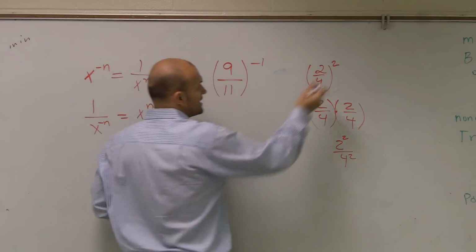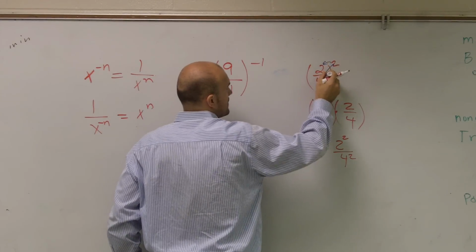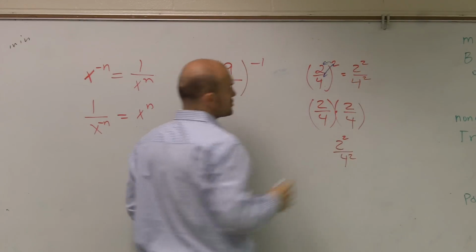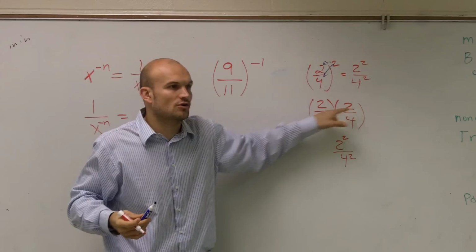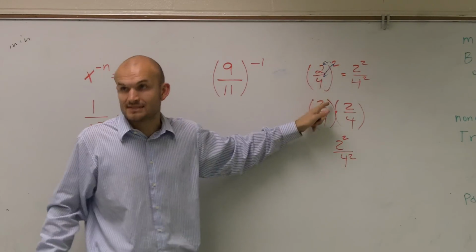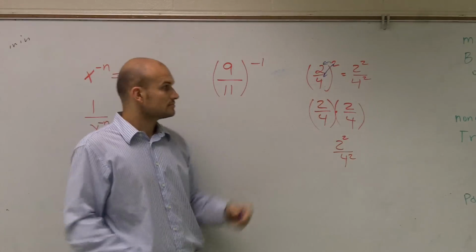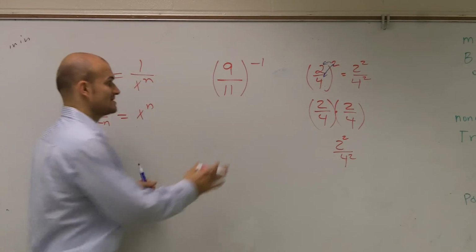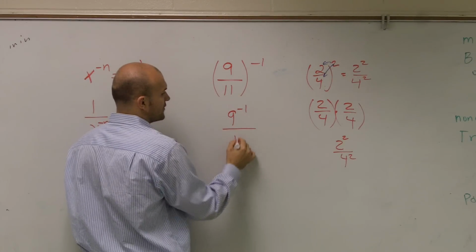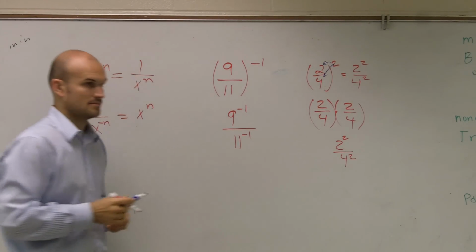Rather than doing all that, I could simply just say that squared and that squared. So I can just rewrite it as 2 squared over 4 squared. Very simply, I don't even have to show this. I can just say, oh, that exponent goes to the numerator and the denominator, right? Does that make sense? Yes. So what I'm saying is I can rewrite this problem as 9 to the negative first over 11 to the negative first.